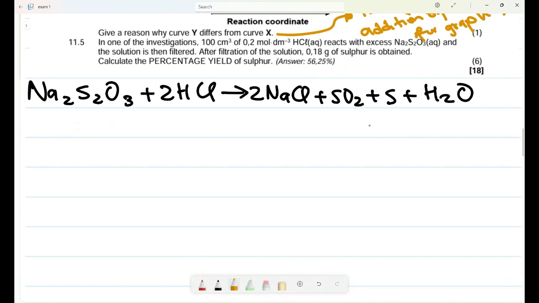Now they say in one of the investigations, 100 centimeter cubed of 0.2 mole per decimeter cubed hydrochloric acid reacts with excess sodium thiosulfate in aqueous solution, and the solution is then filtered. So now they were doing that reaction. Here is that reaction. Those two reacted and formed products. Now, after forming those products, they filtered the solution. It means they were trying to obtain something. After filtration of the solution, 0.1 grams of sulfur is obtained.